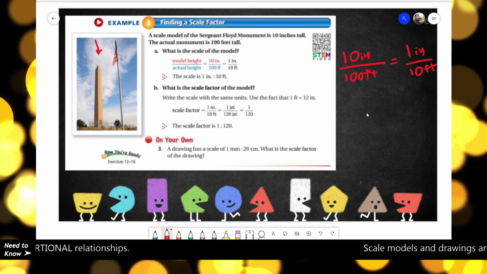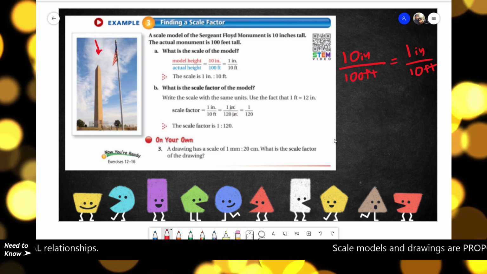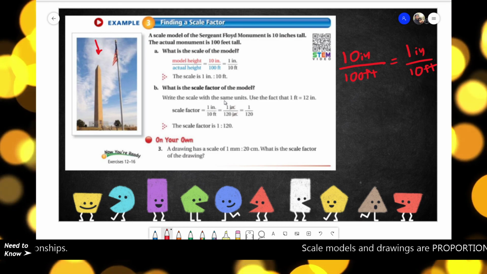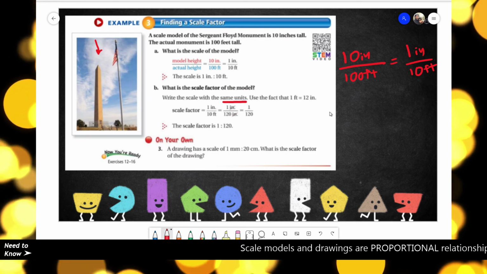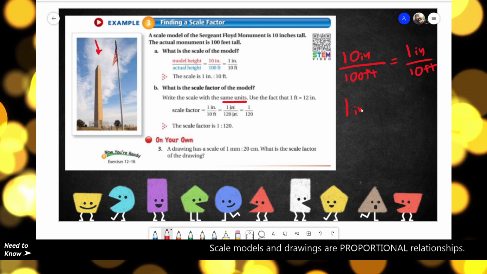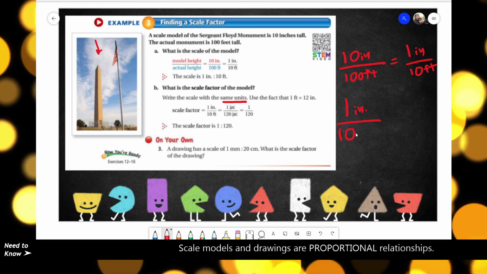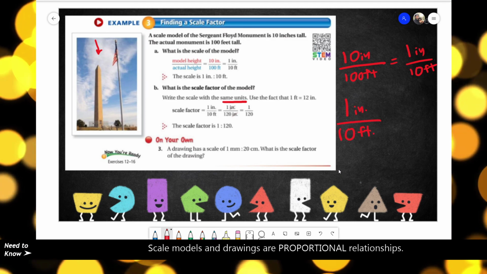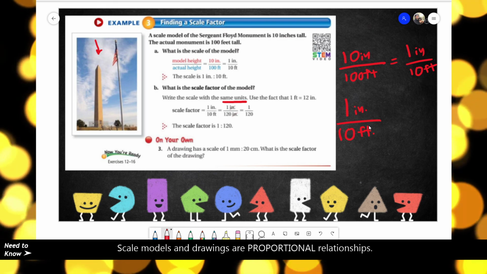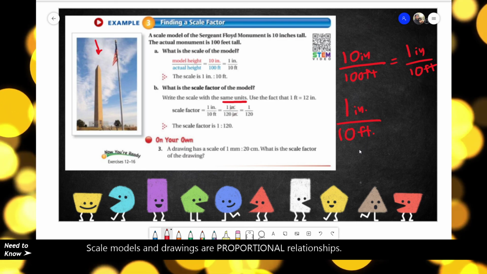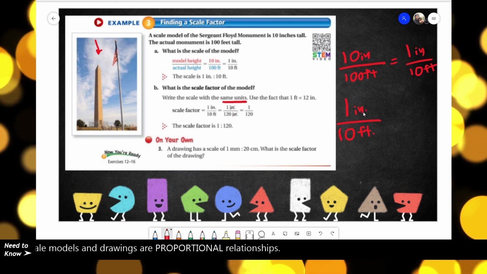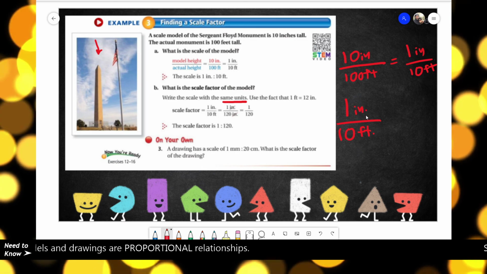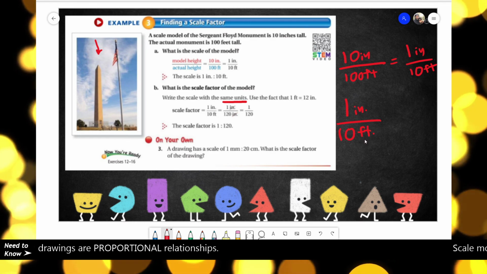Now, for scale factor, what's really important to understand is that it has to be the same units, the same labels. I have 1 inch to 10 feet. They're not the same units. They're not the same labels. I have inches and feet. They're different. So what I need to do is convert one of them to the other. I don't really want to change inches to feet, because then that would turn into 1/12 over 10. So what I want to do is change feet to inches.